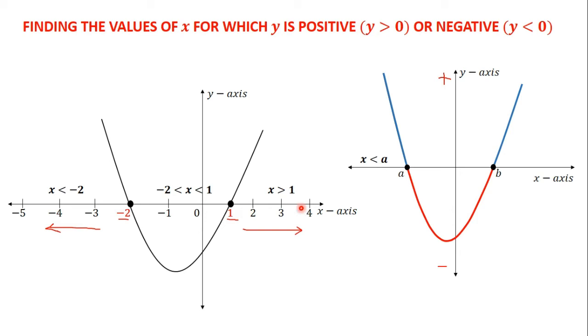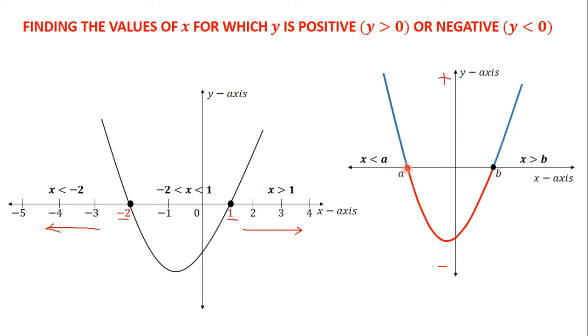On this side, we had values of x greater than 1. The x-intercept here was 1. So on the right hand side of 1, we are going to have values of x greater than 1. Here we are having the x-intercept as b. So on the right hand side of b, we are going to have values of x greater than b.